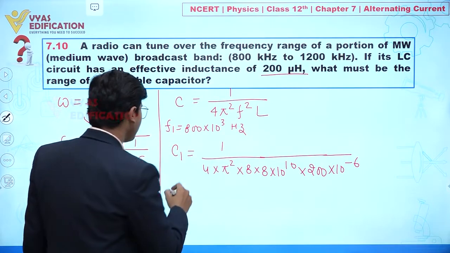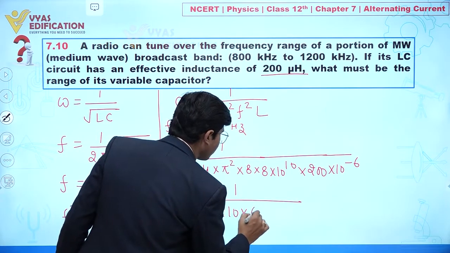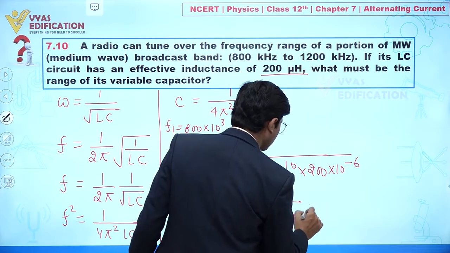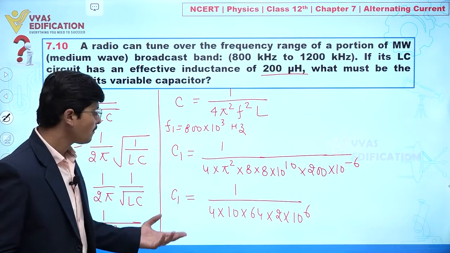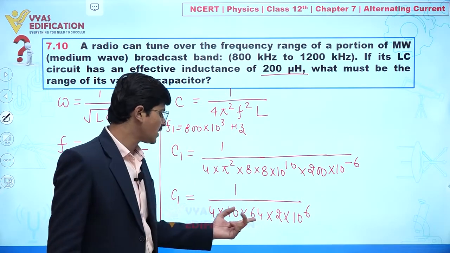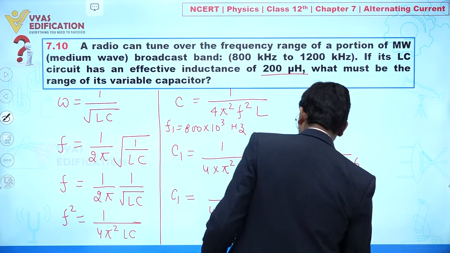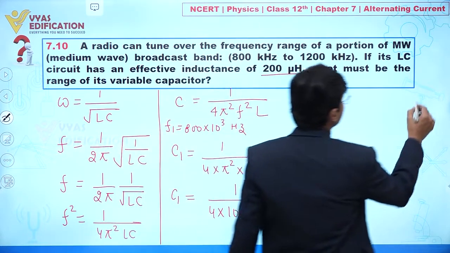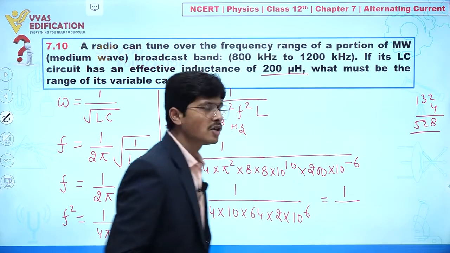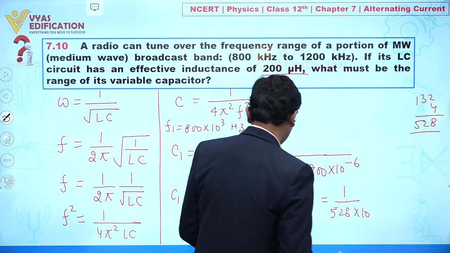So from here we can say the value of C1 is given by 1 upon 4 multiplied by 10 multiplied by 64 into 2 into 10 to the power minus 4 and 10 to the power 6. How can we calculate this? This is actually 132 multiplied by 4, so 1 upon 132 multiplied by 4. 132 multiplied by 4 equals what? That is 528. So I can write this is 528 multiplied by 10 to the power minus 7.